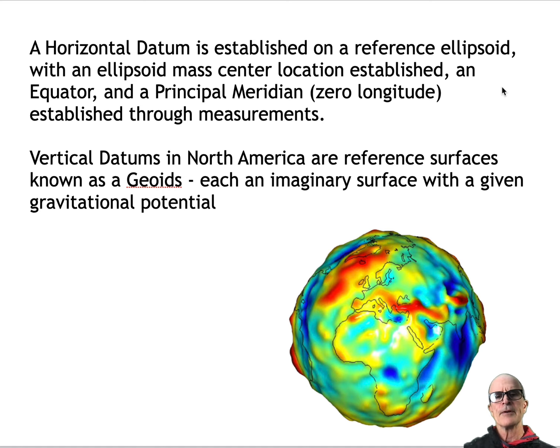So this horizontal datum, as I said earlier, establishes a reference ellipsoid, that mathematical surface, and then points on that. And at the center of that ellipsoid is the mass center of the Earth with an equator and a principal meridian. The vertical datums are reference surfaces that are known as geoids. It's an imaginary surface with a given gravitational potential, but they're all referenced relative to that horizontal datum, that ellipsoid, and its mass center. So we have to develop the horizontal datum, really, before we can develop the vertical datum.